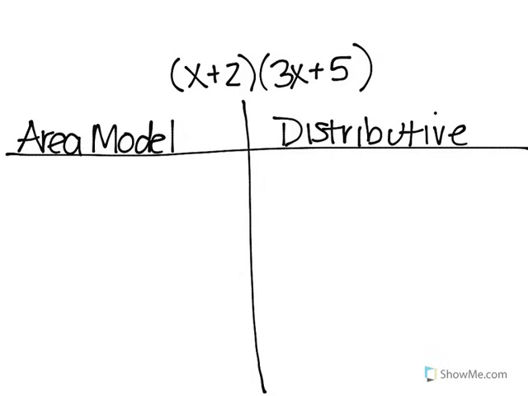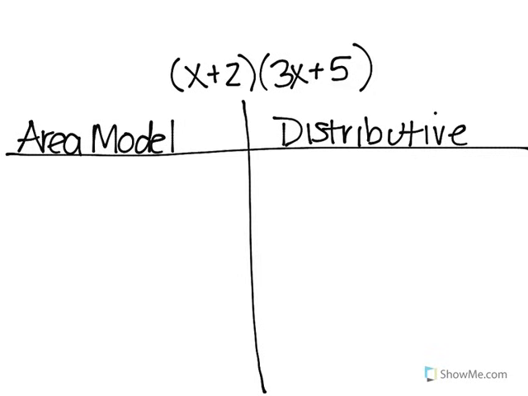Today let's look at multiplying polynomials, and we're going to start out with multiplying two terms by two terms, which is multiplying a binomial times a binomial. I'm going to show you this with the area model and with distributive property. You can choose whichever strategy you feel more comfortable with.